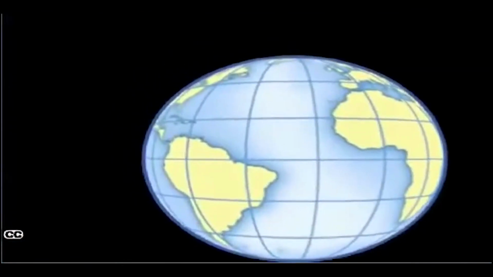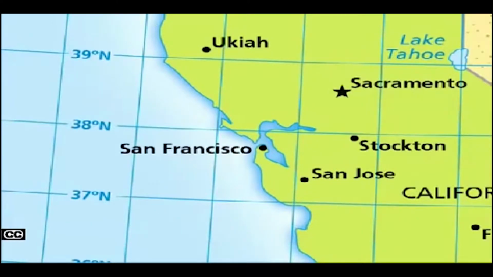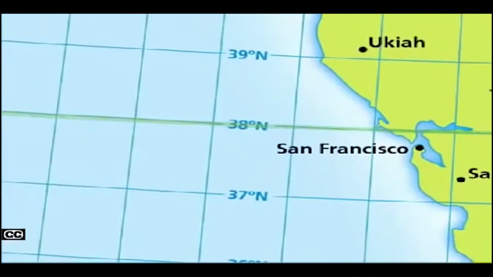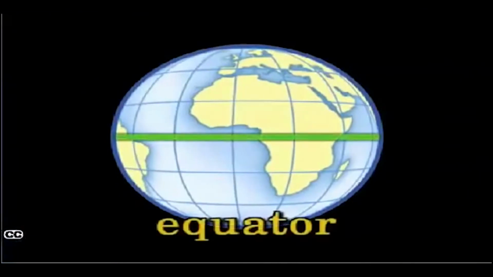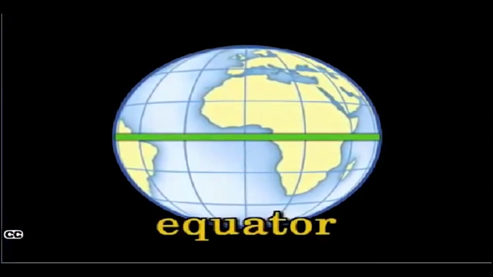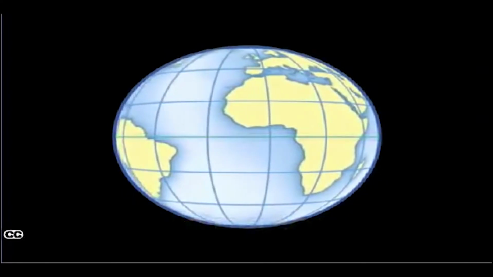Together, degrees of latitude and longitude indicate a place's absolute location, the exact location of a place on Earth using degrees north or south and east or west. The absolute location of a place is defined partly by its degree of latitude, north or south of the equator. The equator is the line of latitude that goes around the middle of Earth. This is how we measure points of latitude.